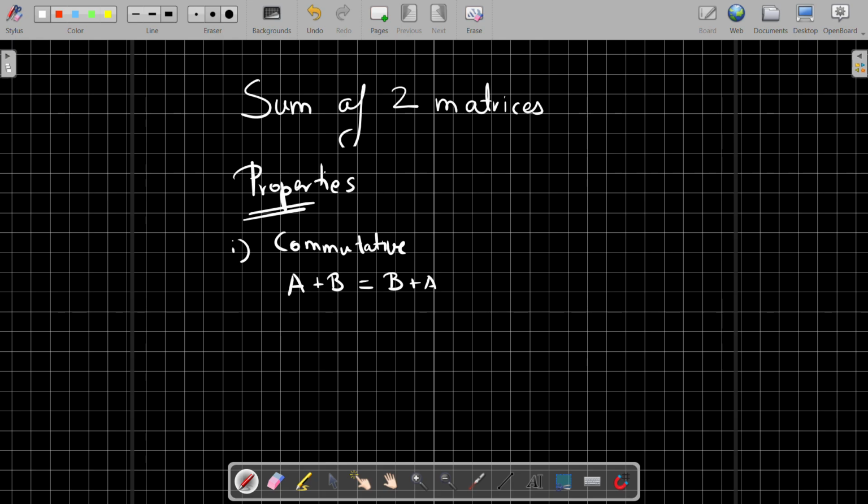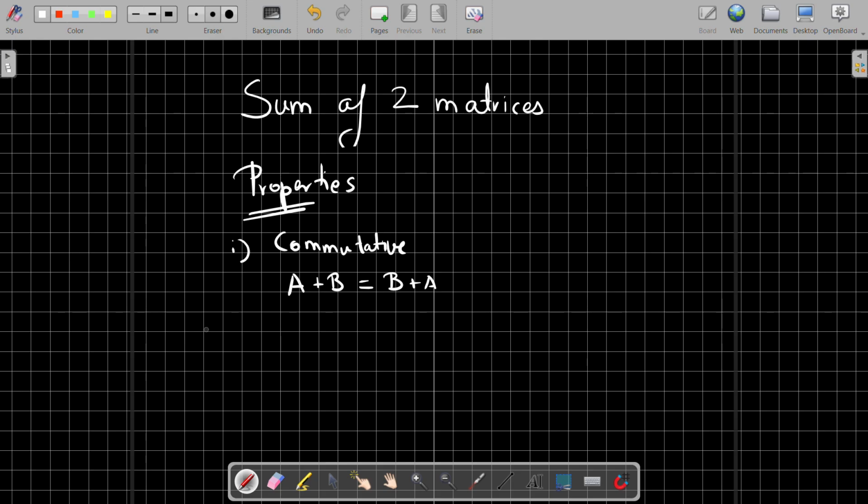But the reason why we are going through these properties is that these properties do not hold in matrix multiplication. Matrix A into matrix B need not be the same as matrix B into matrix A. In fact, it might not even be possible to multiply matrix B into matrix A, whereas matrix A into matrix B would be possible. So this is why we are going through these properties again.